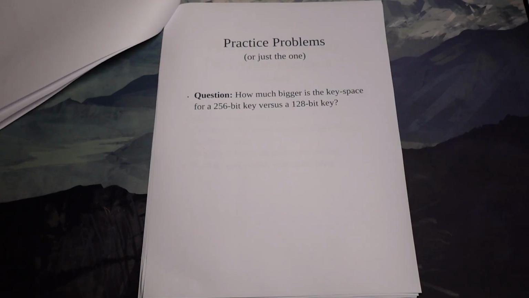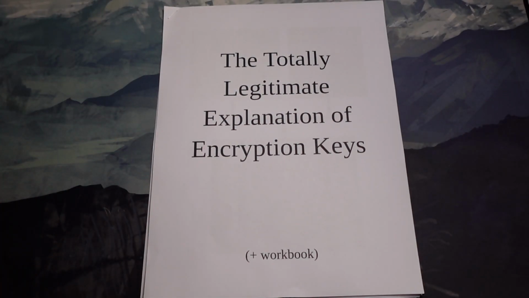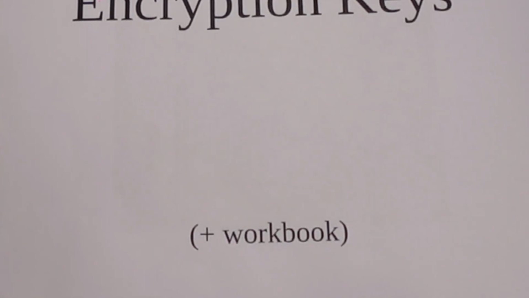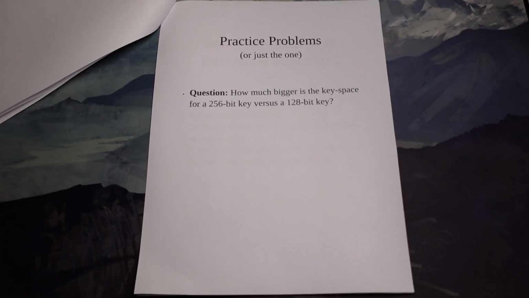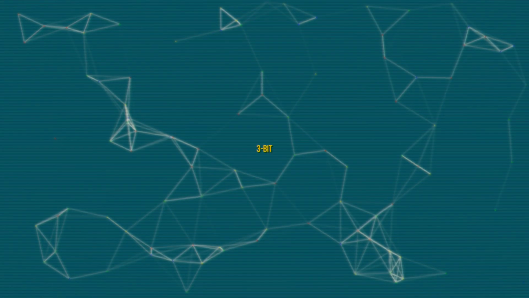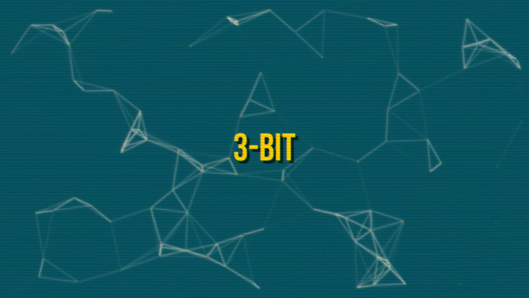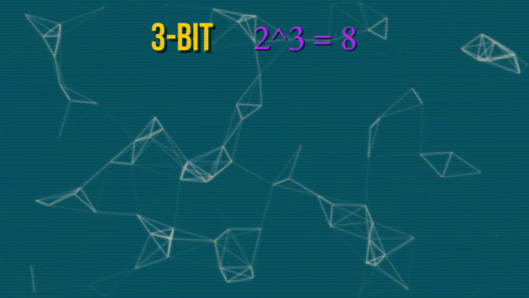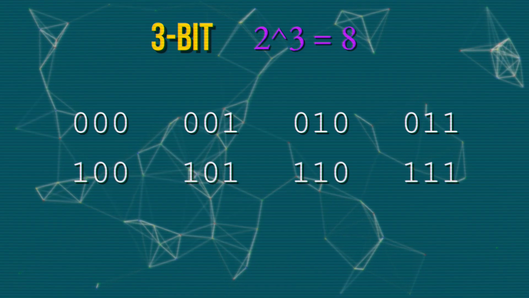Wait, what? I didn't realize this was going to involve homework. Huh, what do you know? Anyways, this is actually a good question, because the magnitude of key spaces are not always intuitive. Let's consider a simpler example of only a 3-bit key. 2 to the 3 is 8, and we can easily list all possible keys.